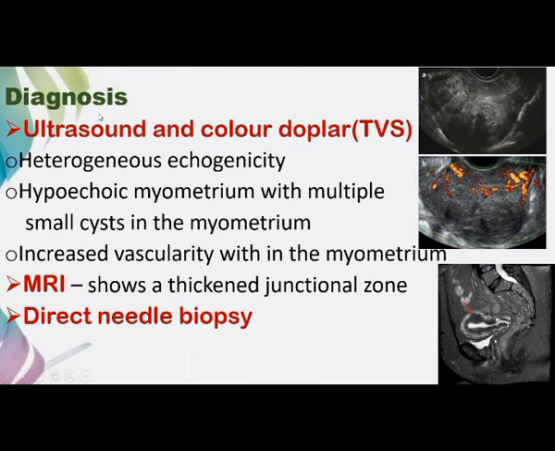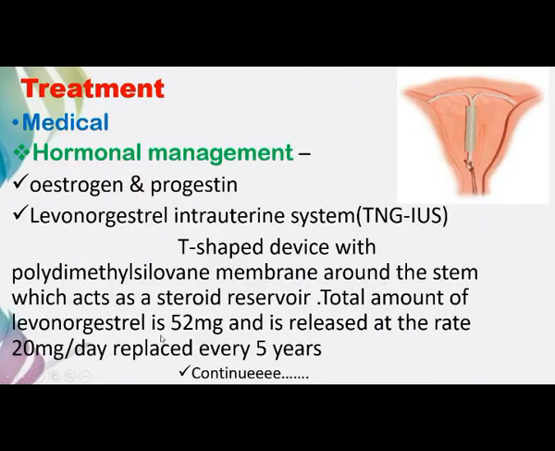And we can see the diagnosis. On ultrasound color Doppler, heterogeneous echogenicity can be seen. Hypoechoic myometrium with multiple small cysts in the myometrium can be seen. Then increased vascularity within the myometrium, because the endometrial stroma is growing inside the myometrium. Then MRI shows a thickened junctional zone. This is the MRI; we can see the thickened zone. And direct needle biopsy confirms the adenomyosis.